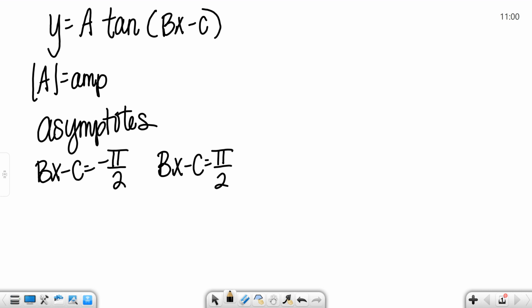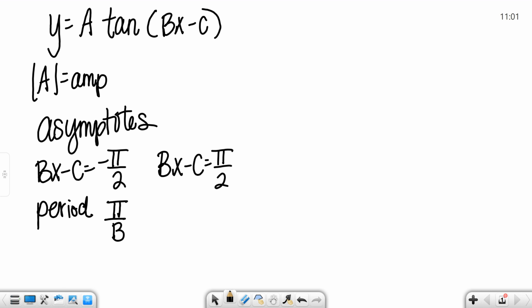We could also do our period. Now, the original period for tangent is pi, so you're going to divide it by the b value to find out what your period is. All right?